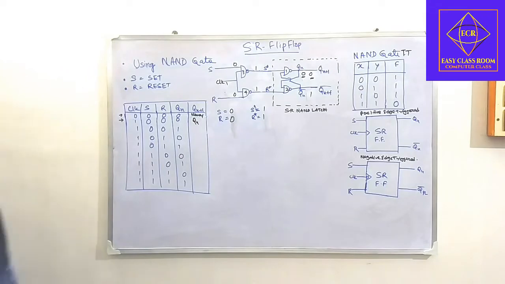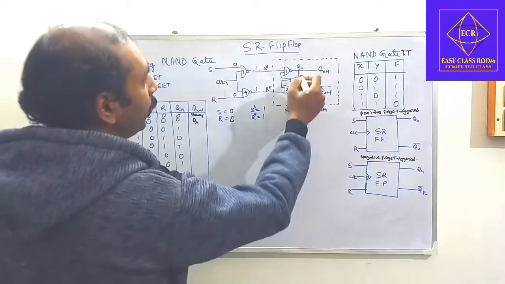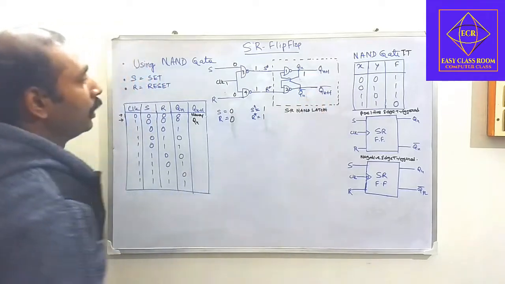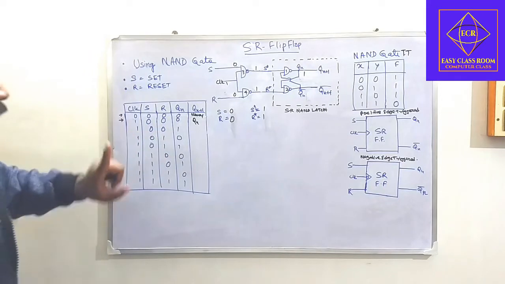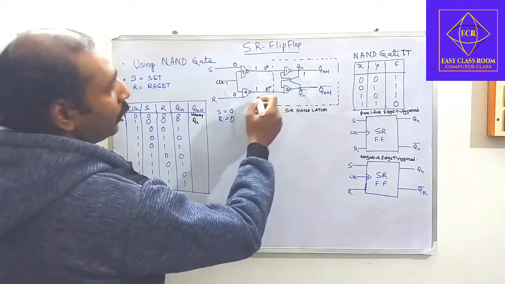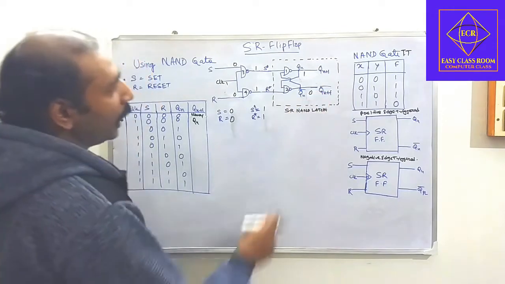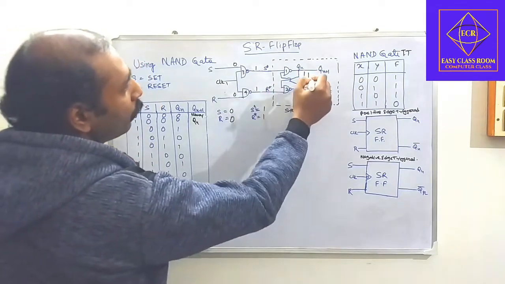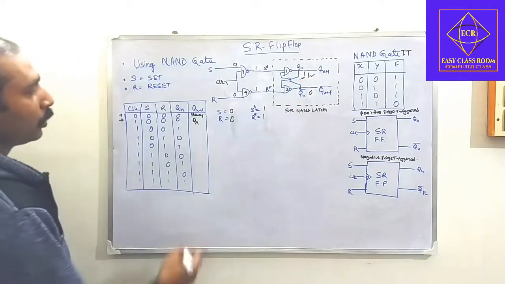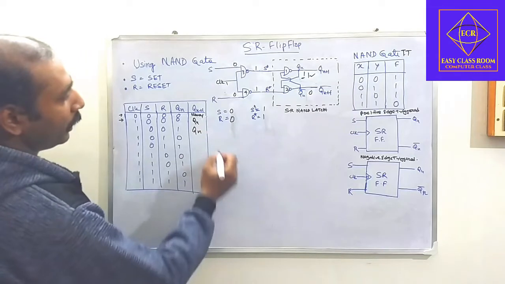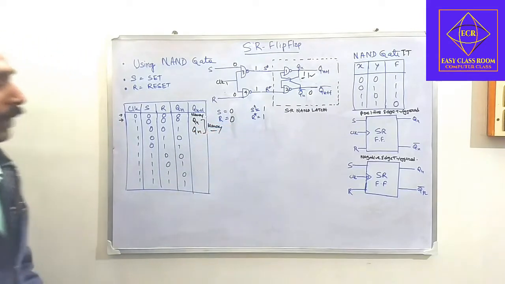Okay, now if we give Qn equals 1, what will happen? Let us see also. So nothing changed, just Qn changed. So this 1 and 1 we will get 0, and this 0 and 1 we will get 1. So what we are giving, we are actually getting the same thing. So this is also Qn. So this is nothing but memory. Okay.